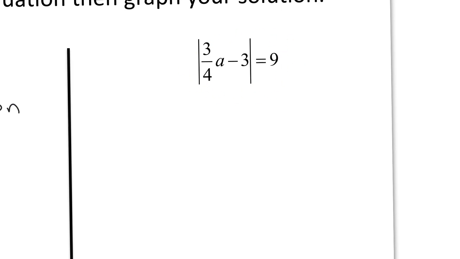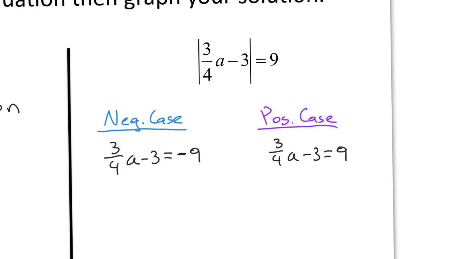So let's go ahead and set up our positive case and our negative case. So one more time, guys, I set up what's inside of the absolute value, 3/4a minus 3, and I make this number negative. That's my negative case. Positive case, you keep what's inside of the absolute value and you keep that number positive. That's why it's a positive case. So you guys need to solve those linear equations. From absolute values, we went to two linear equations.